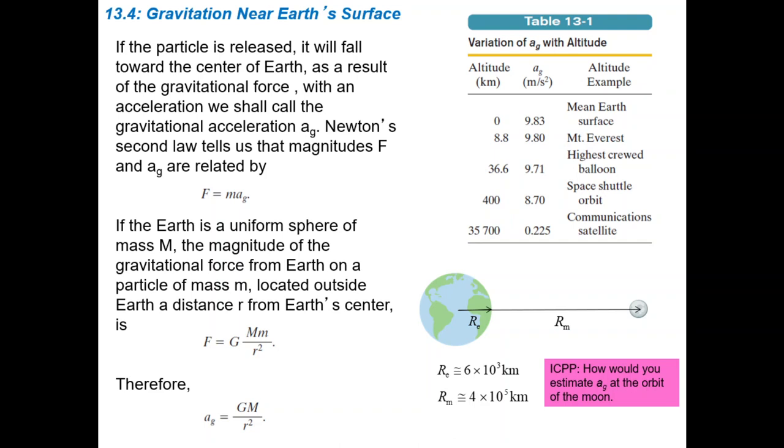So we have Mount Everest, which is at an altitude of 8 kilometers, and there it's 9.8. The highest-flying balloon, the cruising space shuttle at 400 kilometers, is 8.7, then a communication satellite, and so far, at an altitude of 0.425.